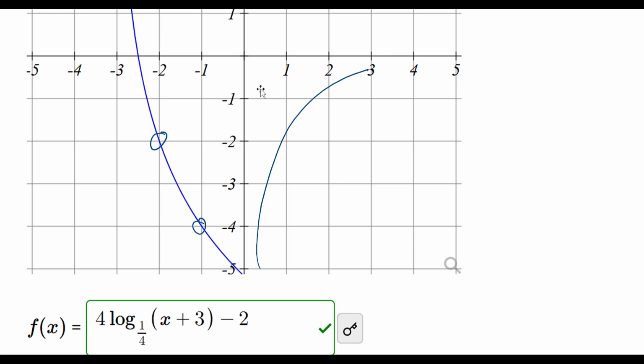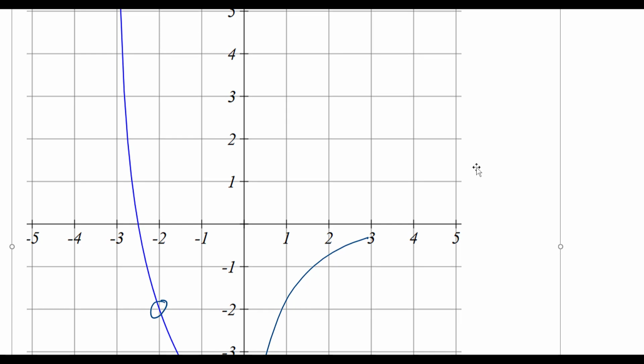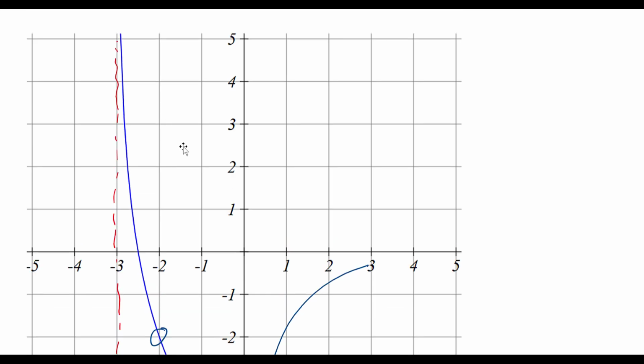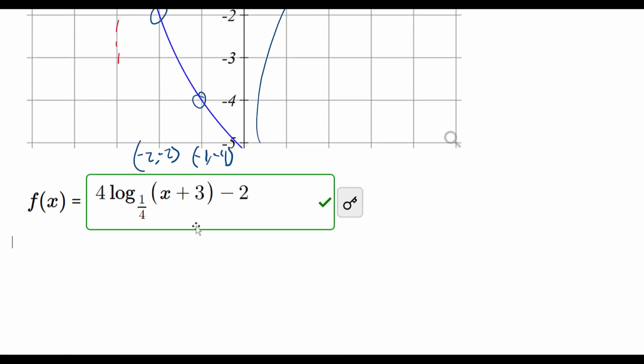When I start looking at points, I see a point here and a point here. It looks like it's going through (-1, -4), and it's going through (-2, -2). And I can see what looks like an asymptote right about here. The asymptote is one of our first good indicators because that's going to give us our C value.